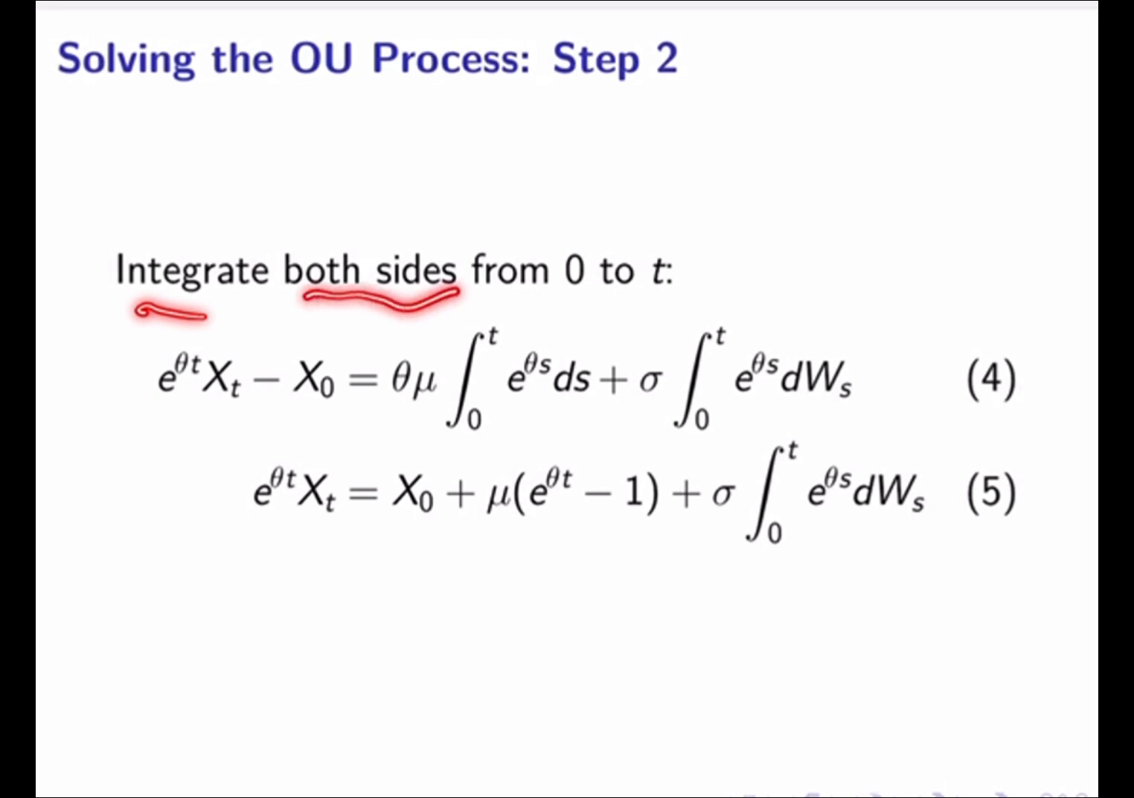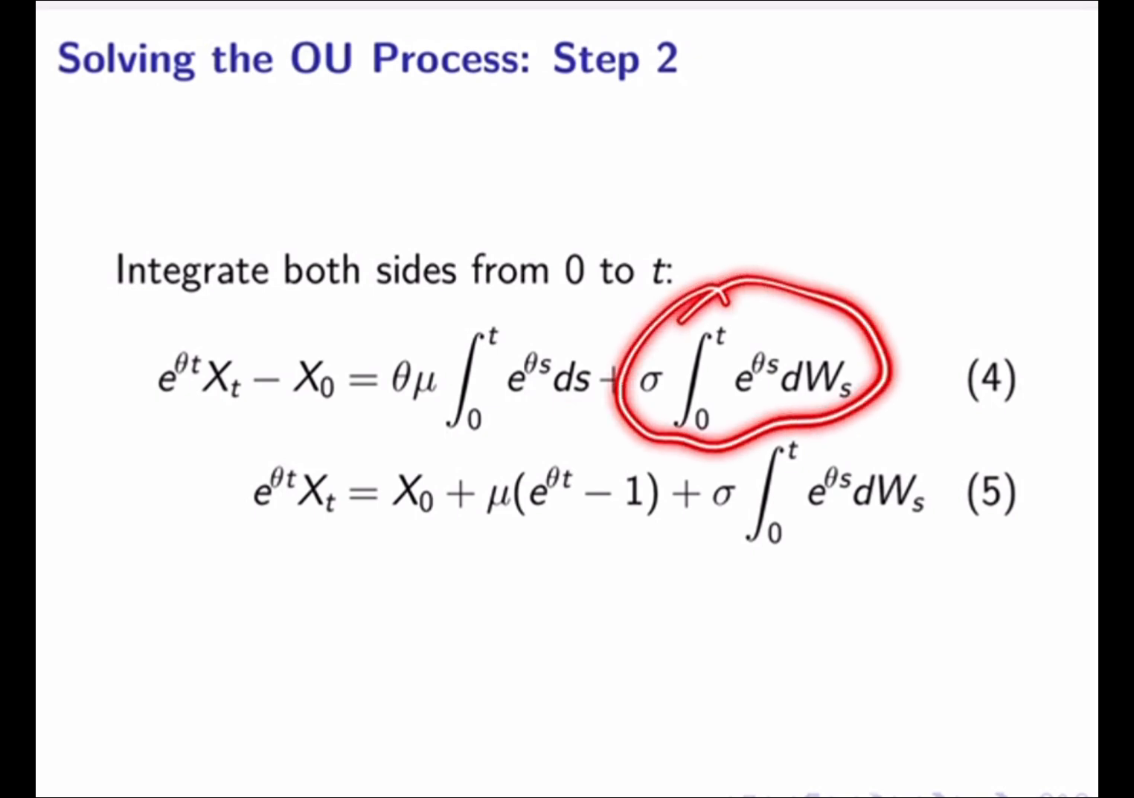So we go to the next step. We integrate both sides from 0 to t. For the left-hand side, we have the ending point exp(theta t) Xt minus the initial point X0. Actually it should be exp(theta times 0), but this is always equal to 1, so we don't include this factor here. For the right-hand side, we have two integrals. The first integral is theta mu times the integral of exp(theta s) ds from 0 to t. The second integral is sigma times the integral of exp(theta s) dWs from 0 to t.